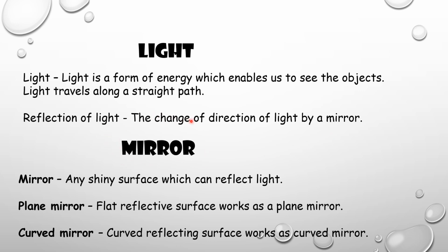And we see about mirror. Mirror: any shiny surface which can reflect light. Two kinds of mirror we studied in this lesson, plane mirror and curved mirror. And what about plane mirror? A flat reflective surface works as a plane mirror, our common mirror in our house. That is called plane mirror, a flat surface. And curved mirror: a curved reflecting surface works as a curved mirror. That means the surface is a little curved, sometimes inside or outside.